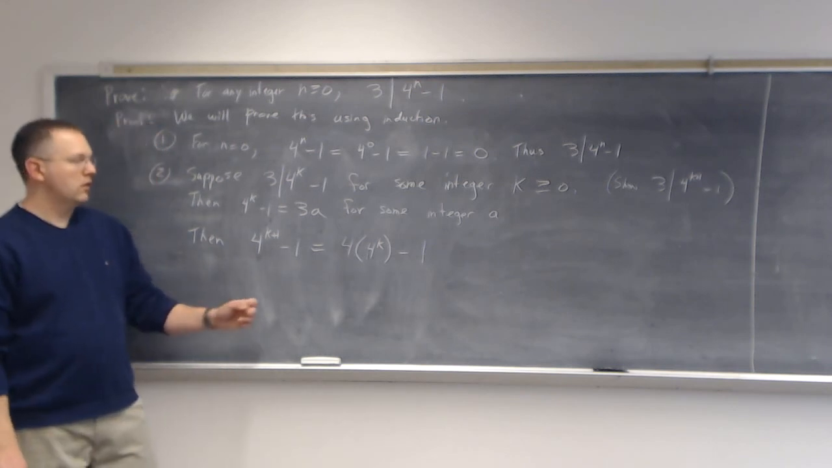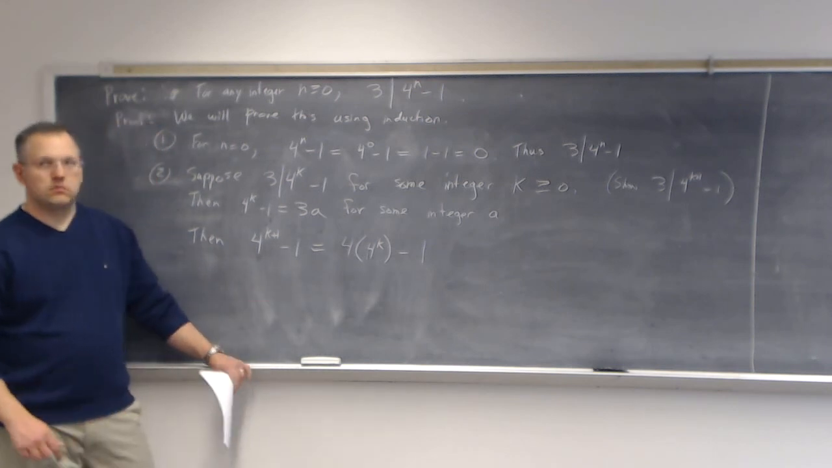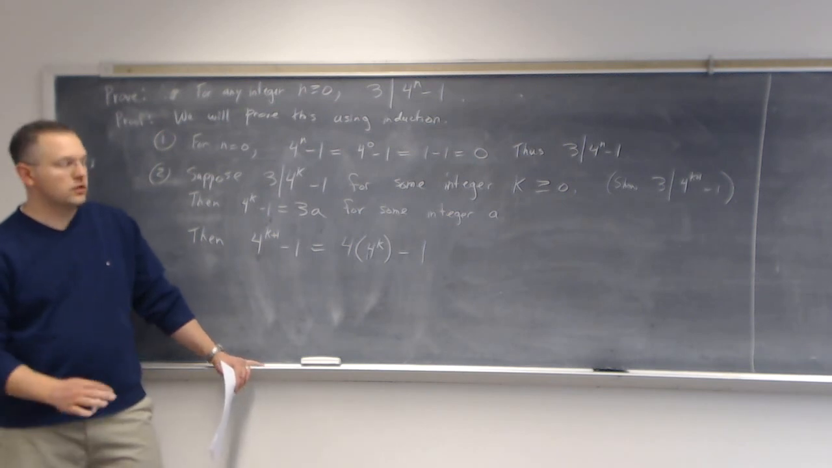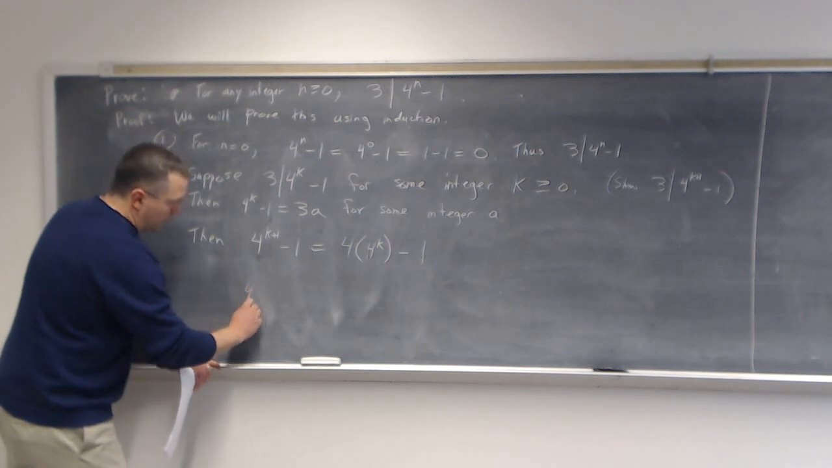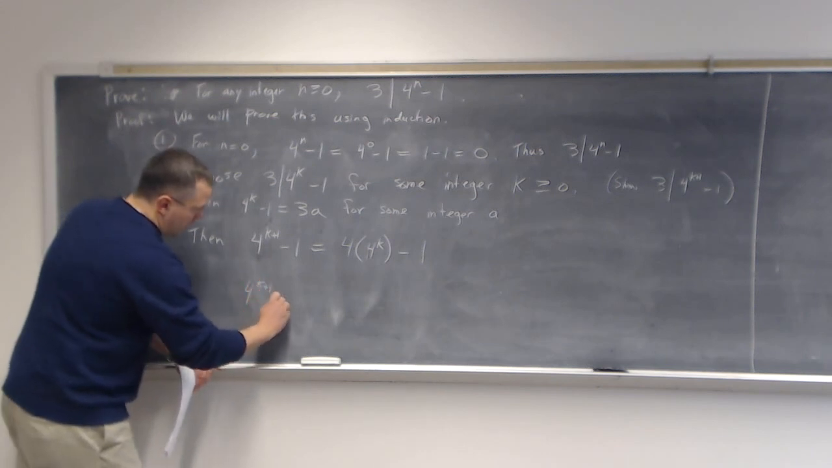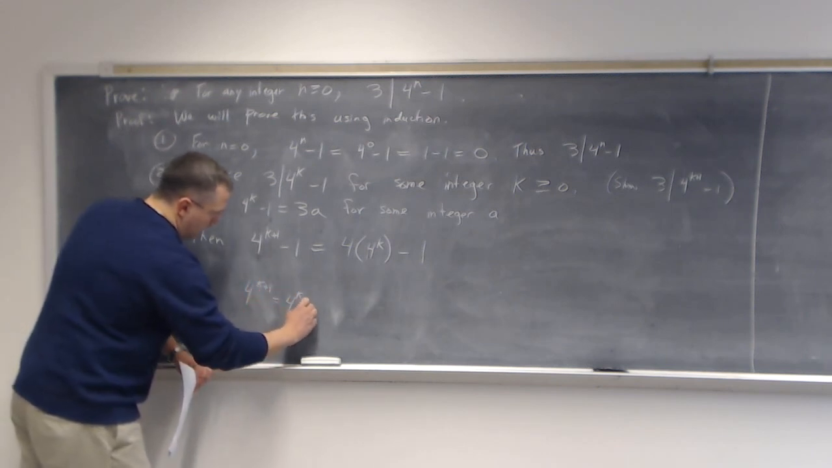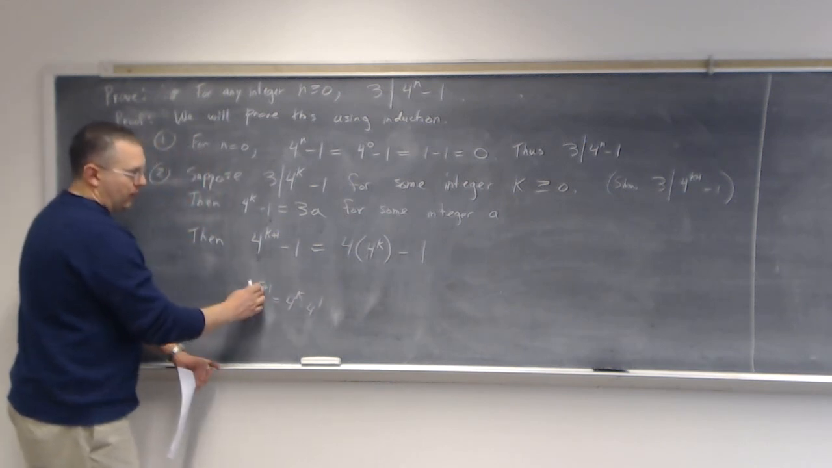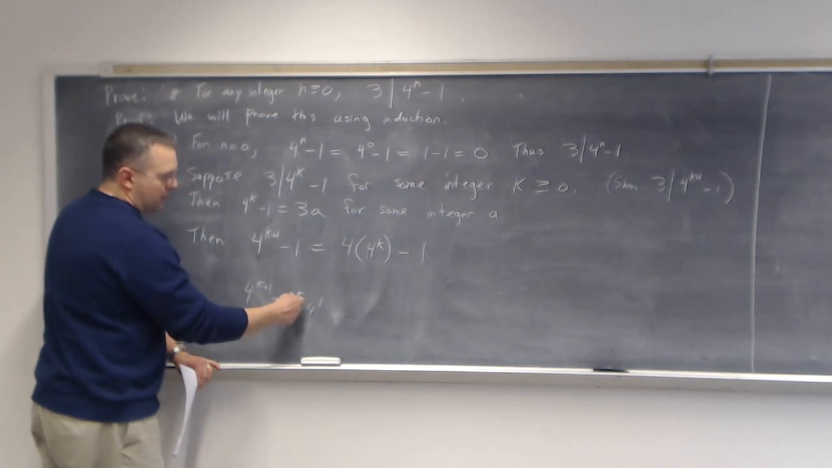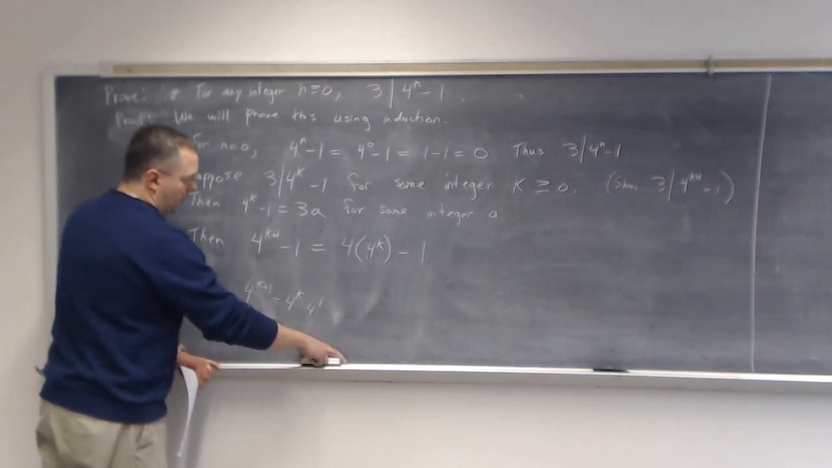Think about that. You believe that? So this is exponent rules. All right, maybe I can break it down a little bit further. So 4 to the k plus 1, that's 4 to the k times 4 to the 1. When you add exponents, you get 4 to the k plus 1, but that's the same as 4 times 4 to the k.